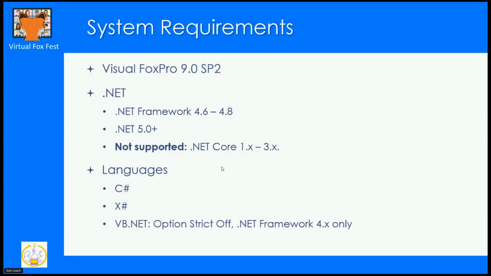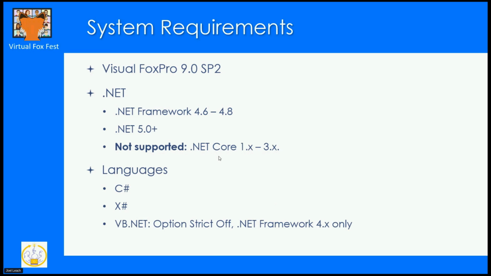As far as .NET versions, it'll work with .NET Framework 4.6 through 4.8, as well as .NET 5.0 and presumably higher. Specifically not supported are .NET Core 1.x through 3.x. So those were the predecessors to .NET 5. And the reason is that DotNet2Fox requires certain COM interop features that just weren't available in those versions. But .NET 5 completed that story.